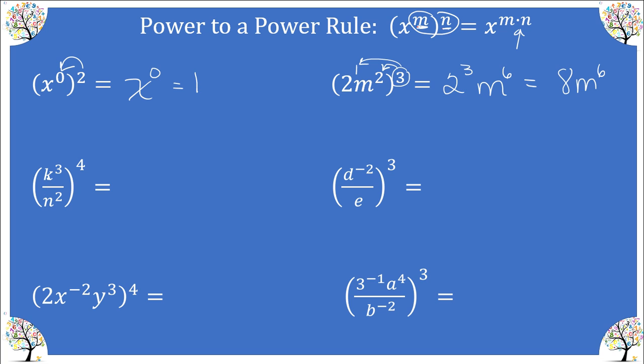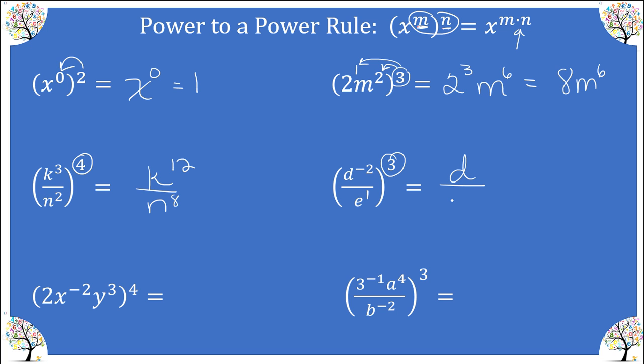Our next example, we have a k to the third and an n to the second raised to the fourth. So I have a k and I have an n. When we multiply each exponent by 4, we get 12 and we get 8. And everything's positive. On our next example, d has an exponent of -2 and e is raised to the first, all raised to the power of 3.